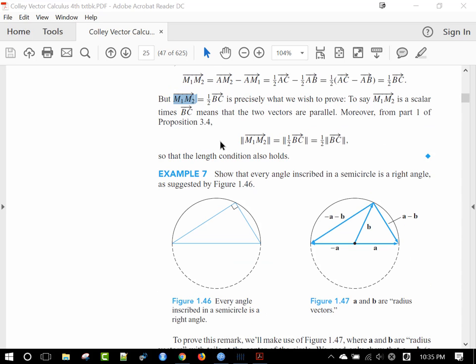Okay, and the last one is show that every angle inscribed in a semicircle, so here's an angle inscribed, is a right angle. How can we do that? So we're going to redraw this picture.